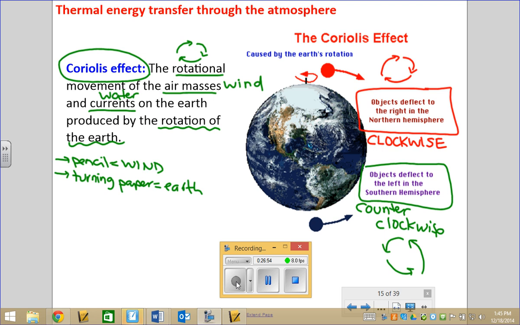Another way you could think of this is that in the northern hemisphere, it's like we are tightening something, and in the southern hemisphere, it's like you're loosening something. Maybe some of you have heard righty-tighty, lefty-loosey for when you're screwing a screw in. The same idea applies here. So the northern hemisphere is like we're tightening a screw, and the southern hemisphere is like we're loosening one. But this is the Coriolis effect.